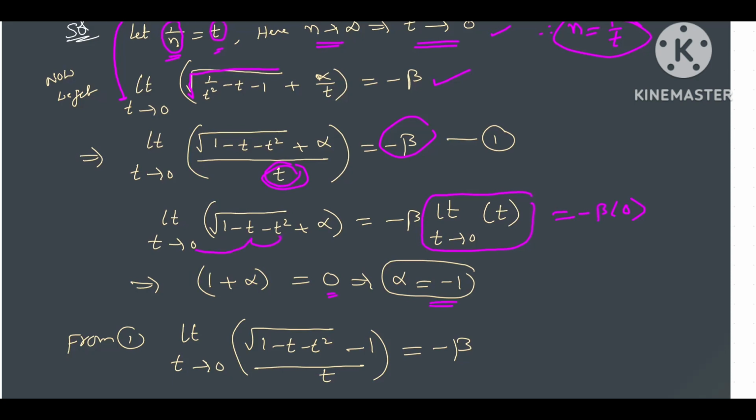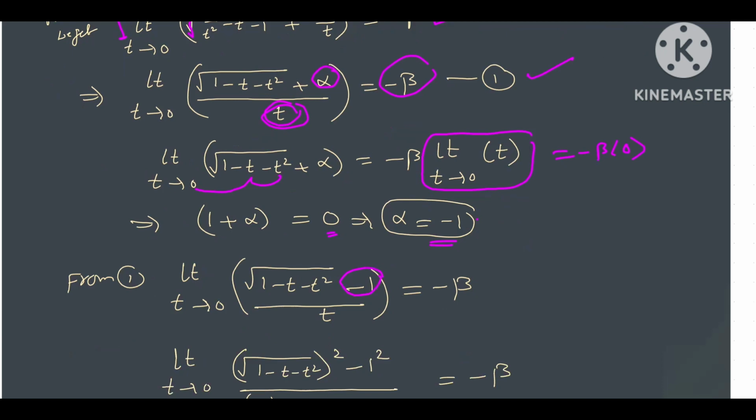So substitute alpha is equal to minus 1 in equation 1. What do we get here? Limit t tends to 0, root under 1 minus t square, in place of alpha, minus 1, minus beta by minus beta. On the left side, what is the denominator here? t.